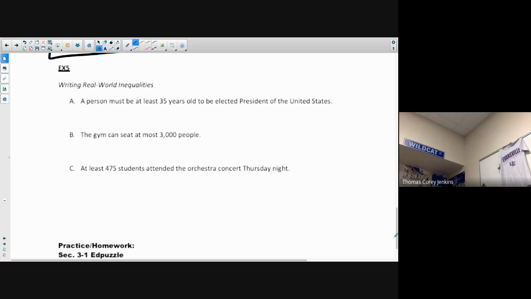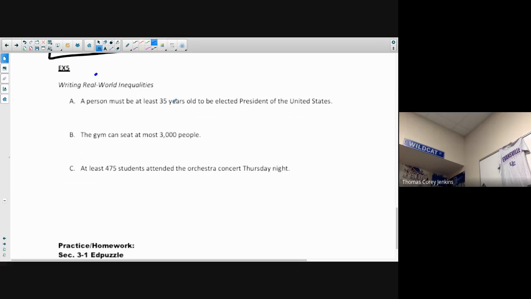Last problem, some real world problems written as inequalities. Okay, so these are good skills. I might go through, well, I'll go through at least 2, maybe leave you the third. So 5A says a person must be at least 35 years old to be elected president of the United States. Kind of a timely example right there as we have the election right around the corner.